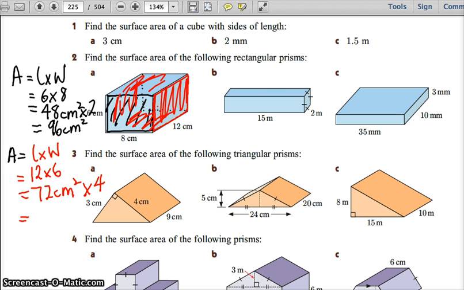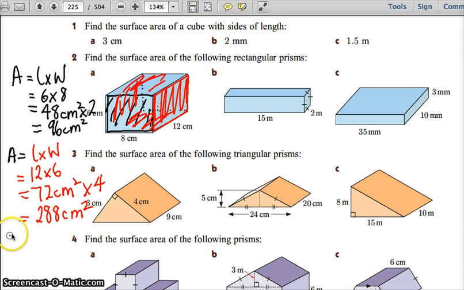288. 7 4s are 28, 4 2s are 8, 220, 88. 288 centimetres squared. Am I done yet? No. Why aren't I done yet, Georgie? You've got the separate ones, you need the overall. Absolutely. I need to add red to black, yeah?